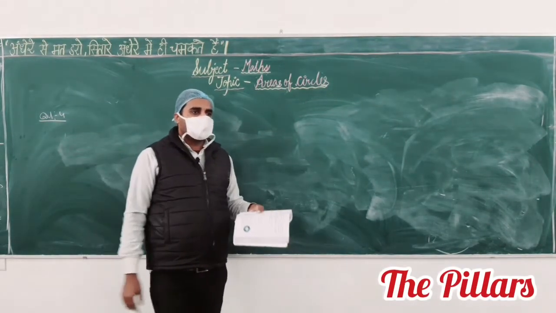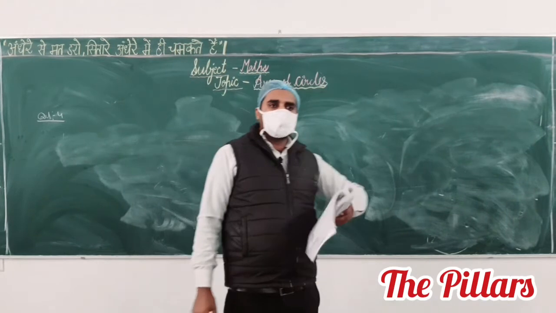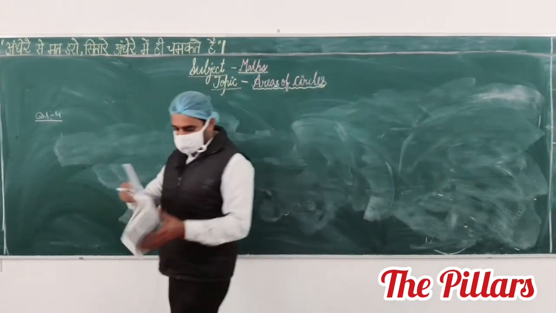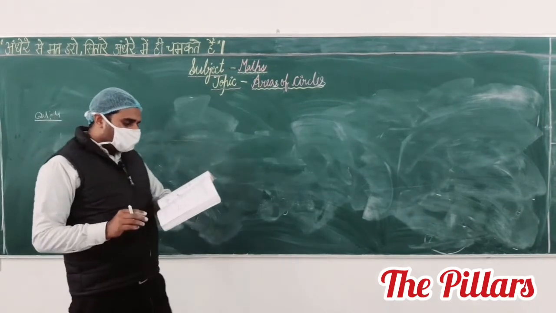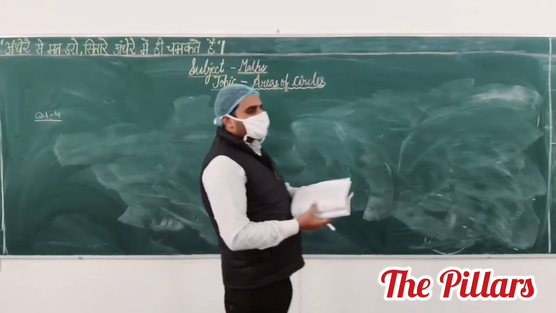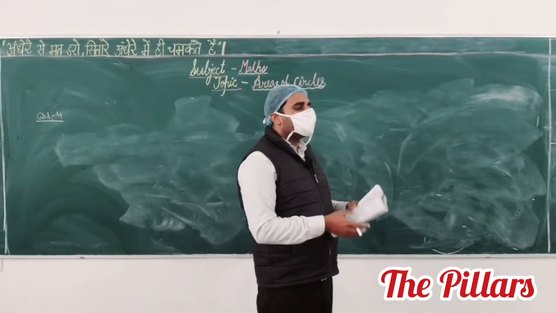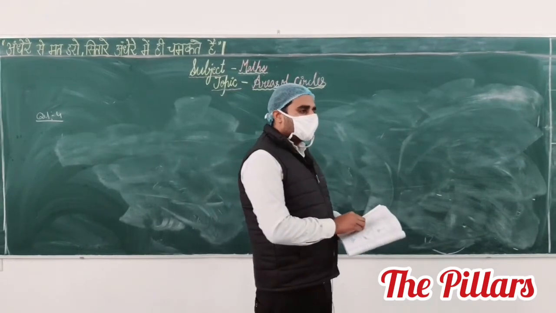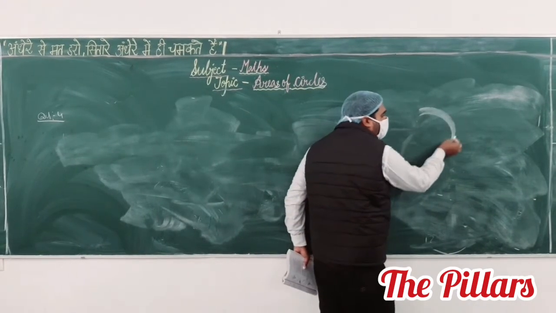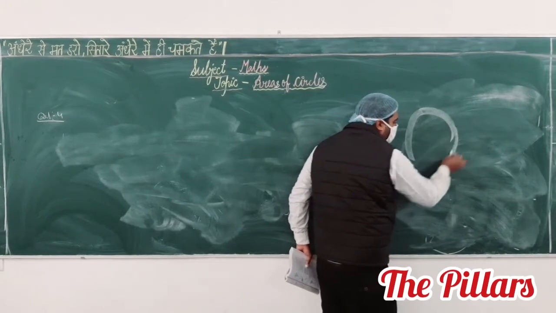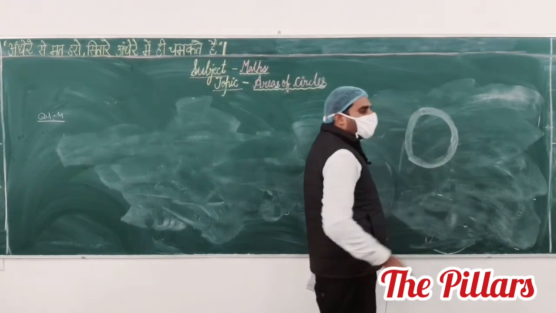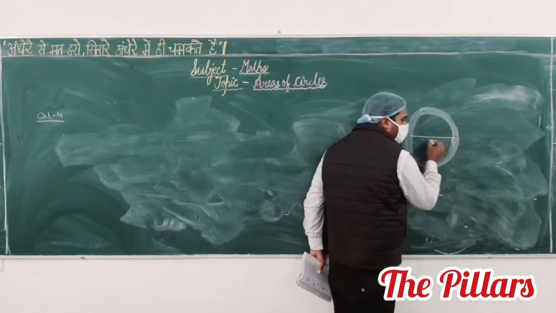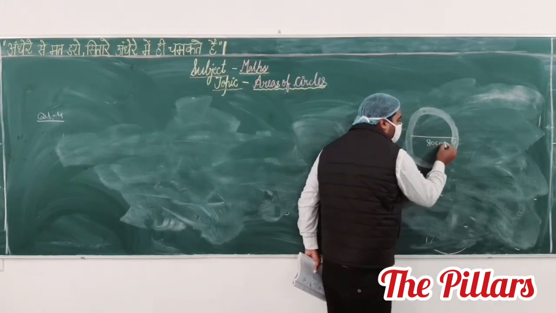Yesterday, till question number 3, we had to complete it. Now you have to solve question number 4. Question number 4 says that the wheels of a car have a diameter of 80 centimeter. Suppose this is the wheel of the car, whose diameter is given as 80 centimeter.